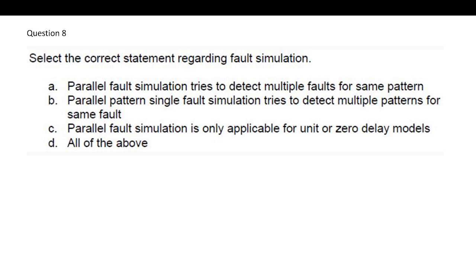So next question, select the correct statement regarding fault simulation. Parallel fault simulation tries to detect multiple faults for the same pattern, and this is multiple patterns. And if we have parallel fault simulation, we can model with only zero or unit delay, not nominal delays. So all of this.